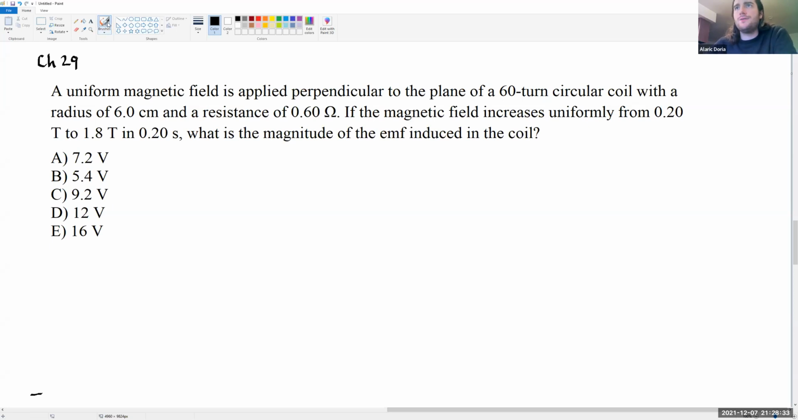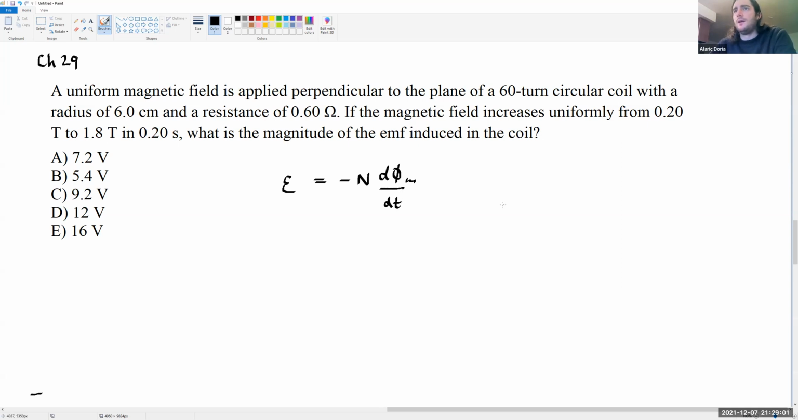Okay, I almost forgot to actually include some formulas here that might show up on a formula sheet, which you'll be given on the final. So here we have a magnetic field increasing uniformly, and we're being asked about induced EMF. Well, that screams Faraday's law to me. So minus N d phi m dt.